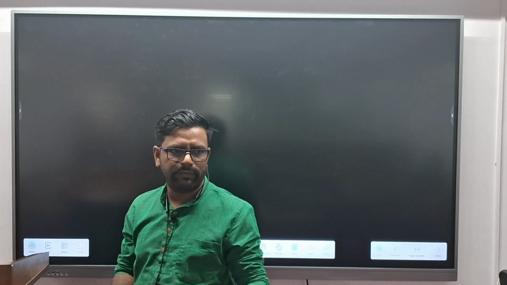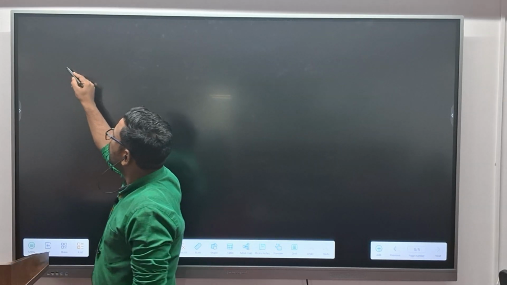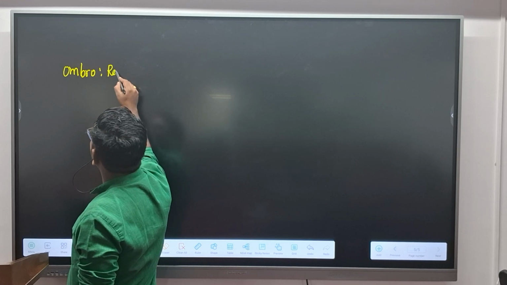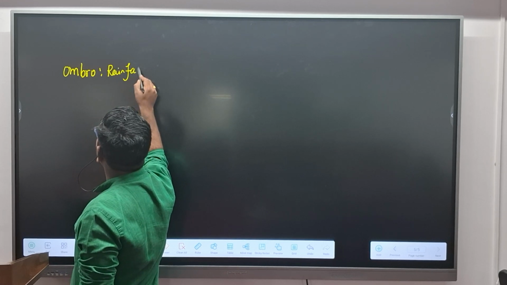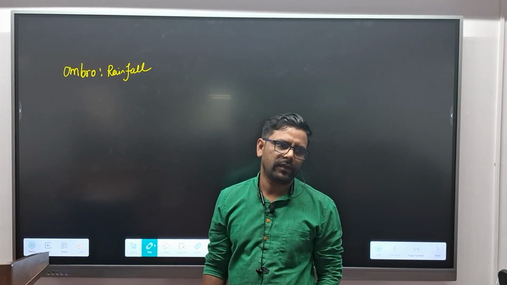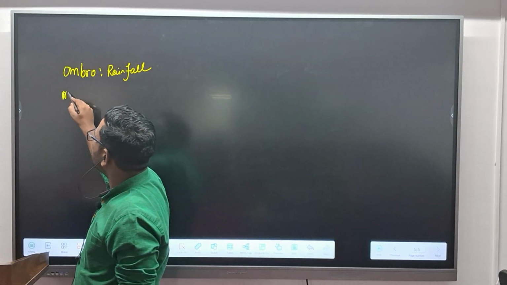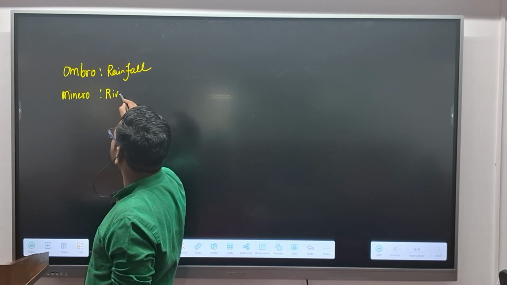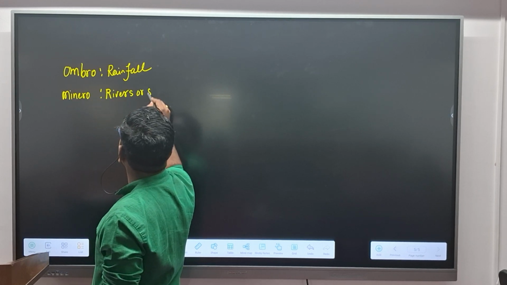Sometimes we say ombro. Ombro means rainfall in Greek. Okay? And the second thing you can say is minero. So minero means rivers or streams.